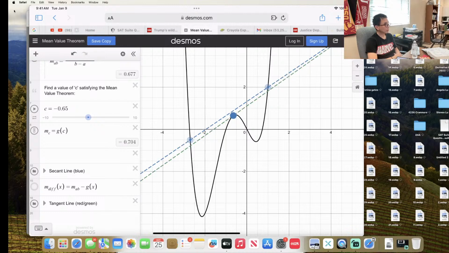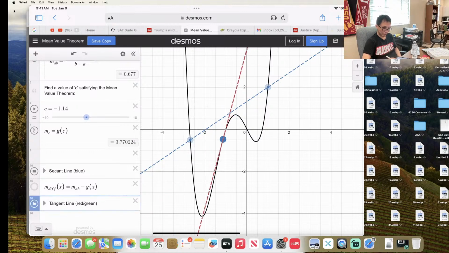Do you see that? Wow. That's another one too. 2, right? Is there one more? Is there one more? There's one more. There's 3. And so this is why the mean value theorem is very, very important.